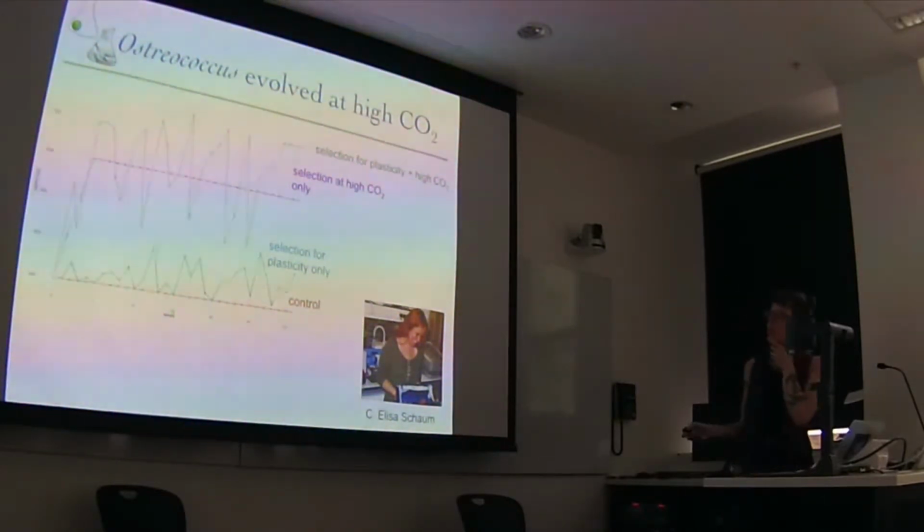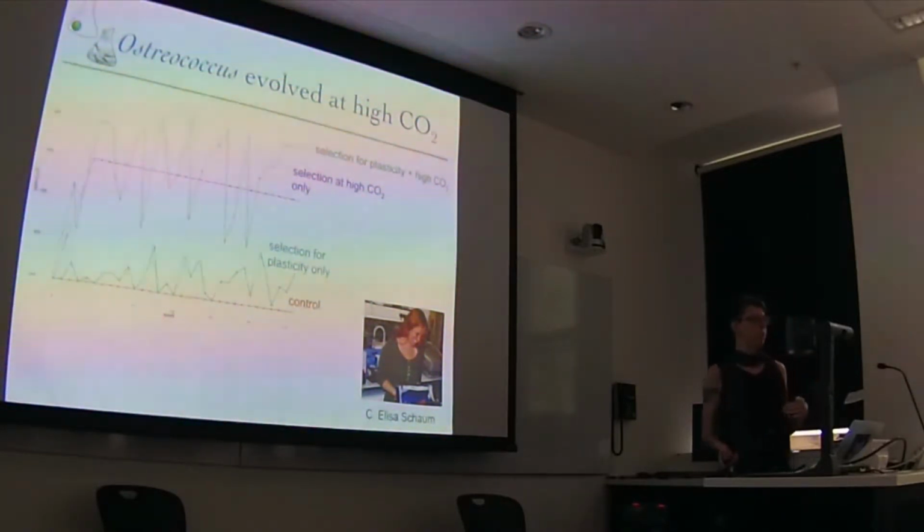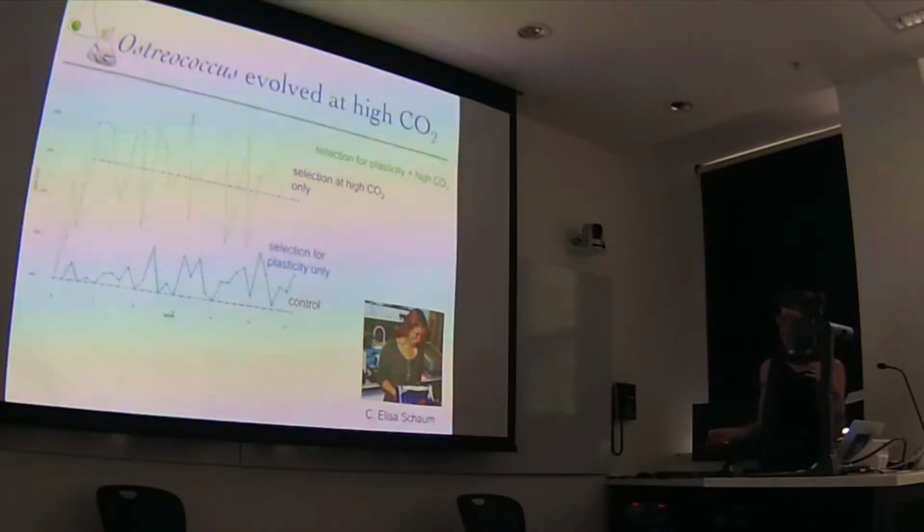This is the experiment we did. This is Elisa Schaum. We didn't do the experiment on her, although it was her PhD project. So she's just gotten an assistant professorship in Hamburg this week, so I'm very pleased. And what we did is we selected Ostreococcus tauri, which is a single-celled pico-eukaryote, and we selected it at high CO2, which is this purple line. At ambient CO2, this was our control. At high fluctuating CO2, and at slightly above ambient fluctuating CO2.